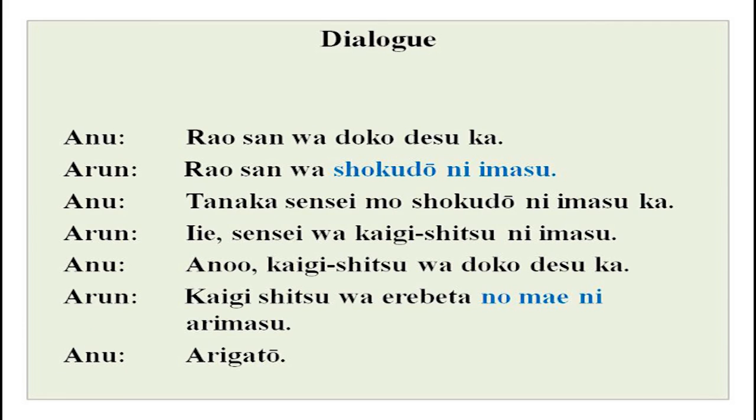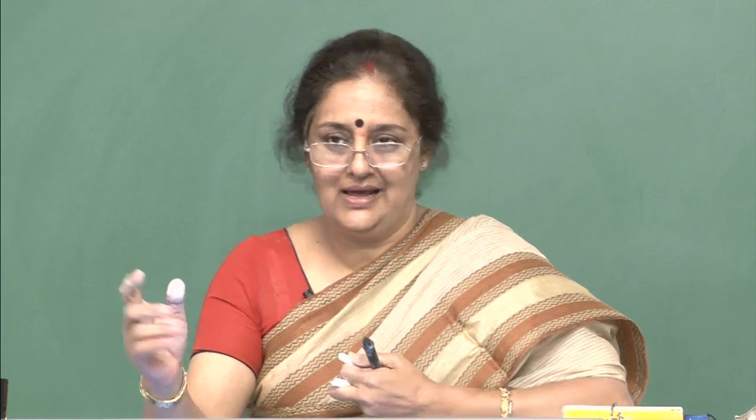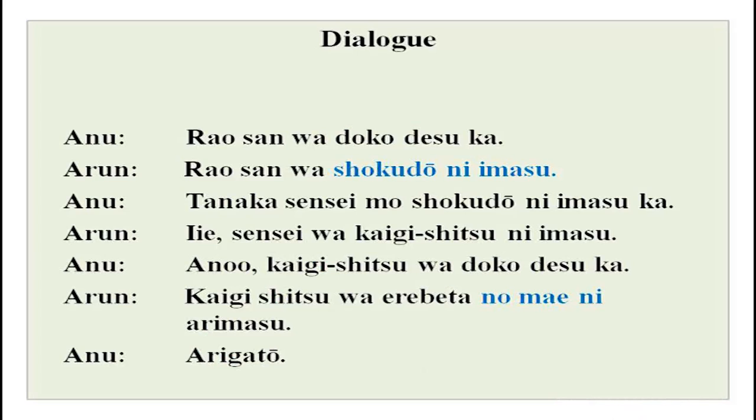Well, did you understand something? This conversation is also between two people, Anu and Arun. Well, I'll read it for you. Rao-san wa doko desu ka? Rao-san wa shokudo ni imasu. Tanaka-sensei mo shokudo ni imasu ka? Iie, sensei wa kaigishitsu ni imasu. Kaigishitsu wa doko desu ka? Kaigishitsu wa elevator no mae ni arimasu. Arigato. So now you will see how arimasu and imasu are used for non-living and living things.